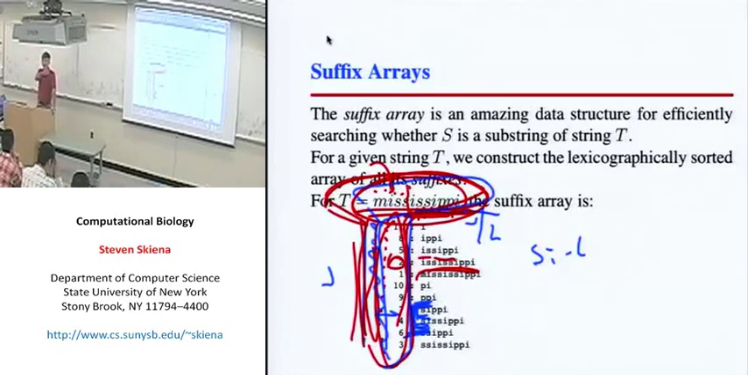I claim we could do it in n squared log n time by sorting these strings explicitly. That's what we talked about last time. We could do it slightly faster by using radix sort. That would be n squared time to explicitly sort all those strings. But even n squared is bad if n is the size of the human genome. Does everybody agree with that?